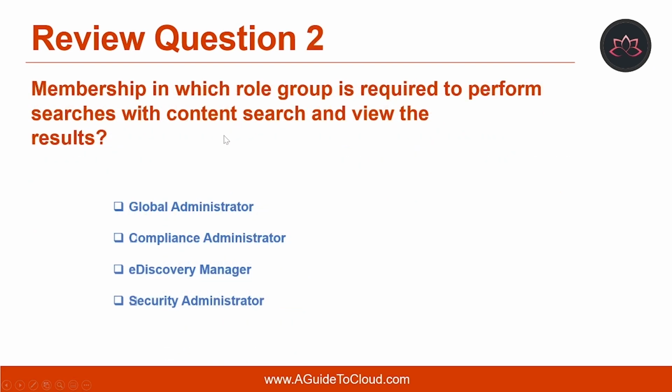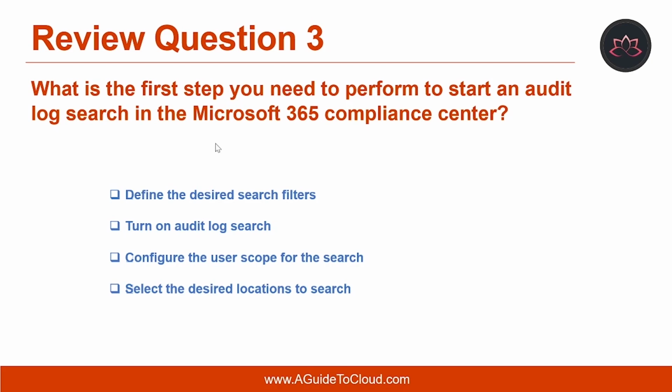Question number 2. Membership in which role group is required to perform searches with content search and view the results? The correct answer is e-discovery manager. Let's look at question number 3. What is the first step you need to perform to start an audit log search in the Microsoft 365 Compliance Center? The correct answer is turn on audit log search.